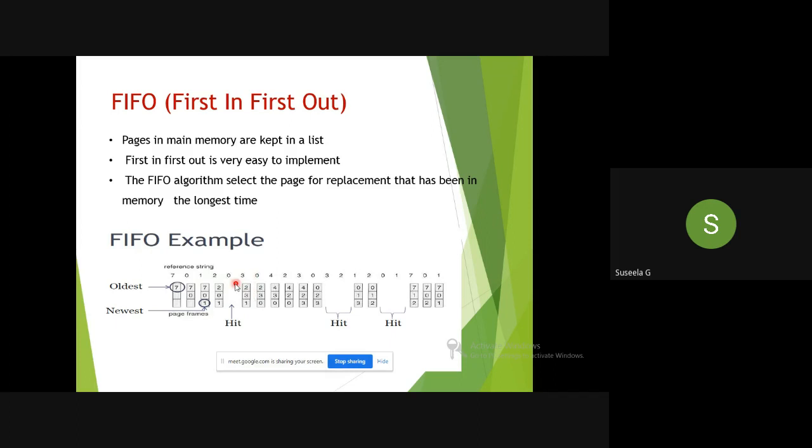Ma'am, 0. 0, because 1 and 2 are present. Out of these three, the older is 0. So now 0 is replaced with 3. Next again 0 is coming. It's not available. Then I need to call the replacement algorithm. Then who is the candidate? 1 is the older out of these three. So 1 is removed and 0 is loaded.